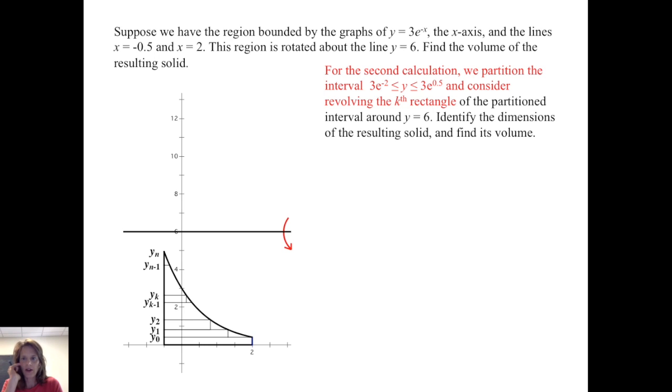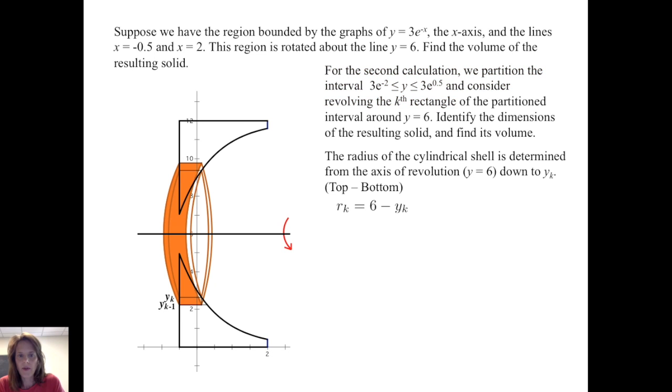For the second calculation, we partition the interval y between 3 times e to the negative 2 and 3 times e to the 1/2 and consider revolving the kth rectangle of the partitioned interval around y equals 6. We want to identify the dimensions of the resulting solid and find its volume. So the kth rectangle is here in orange, and I want to revolve that around the axis of revolution, which is at y equals 6, and I get a shell that looks like this.